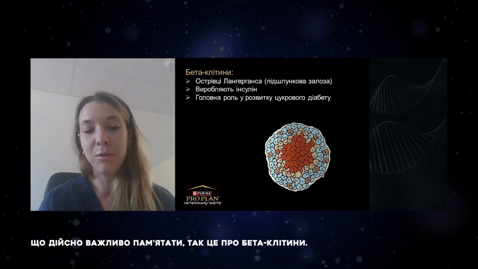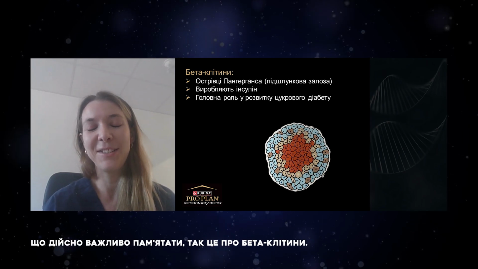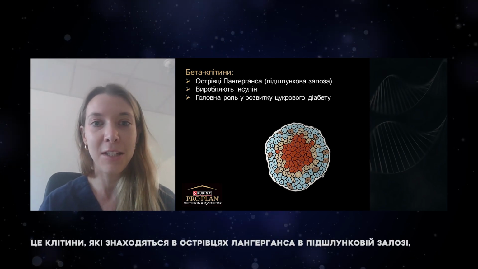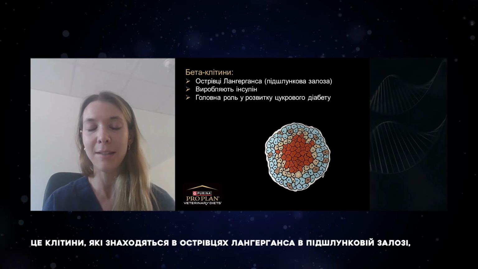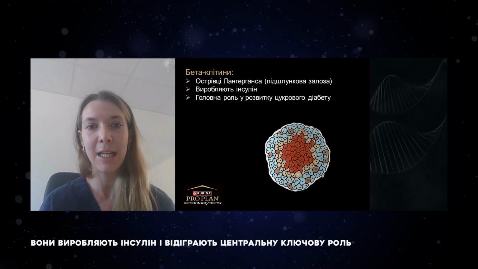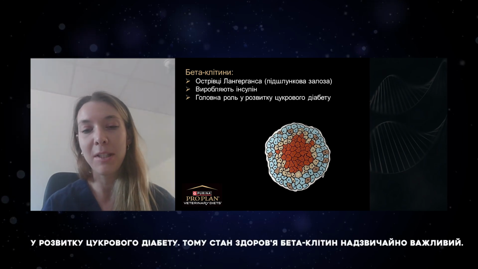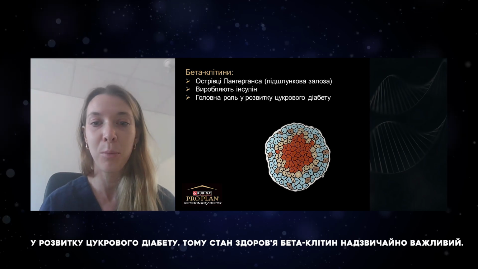What's really important to remember, if you need to remember one cell in diabetes for cats and for dogs too, of course, it's actually the beta cells. And the beta cells, they are cells that are in the islets of Langerhans, in the pancreas, and they produce the insulin, and they really have a central role, a key role in the development of diabetes mellitus. So the health, the state of the beta cell is extremely important.